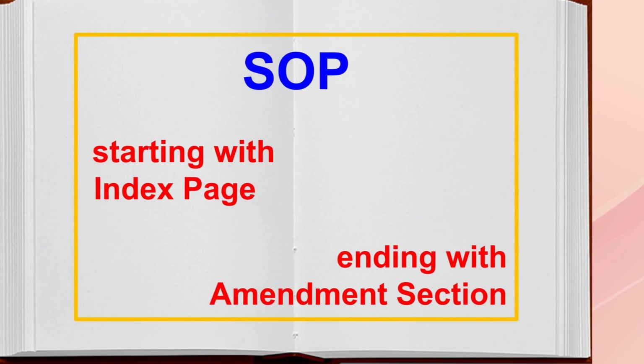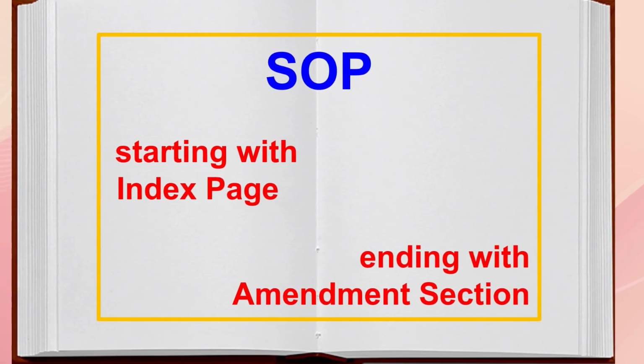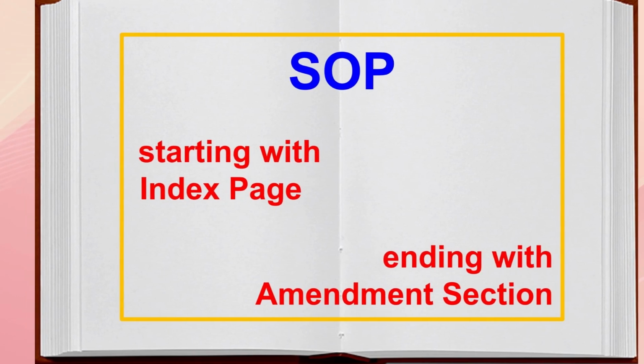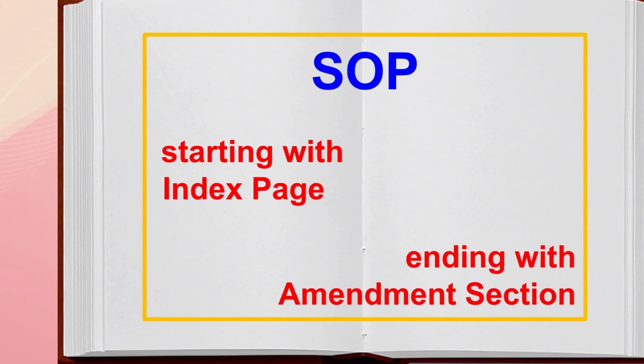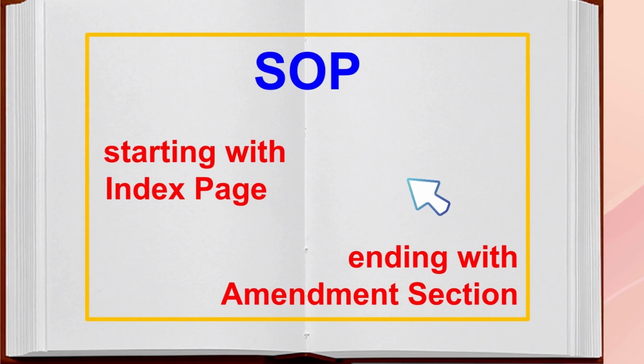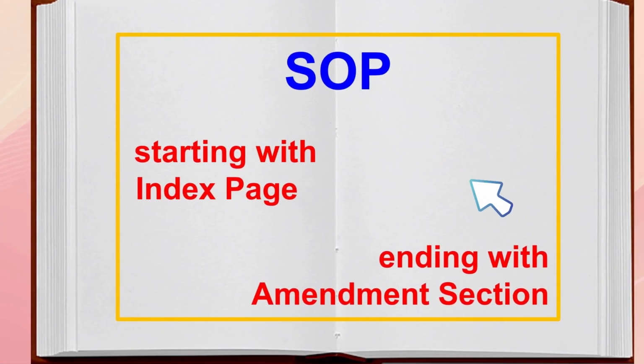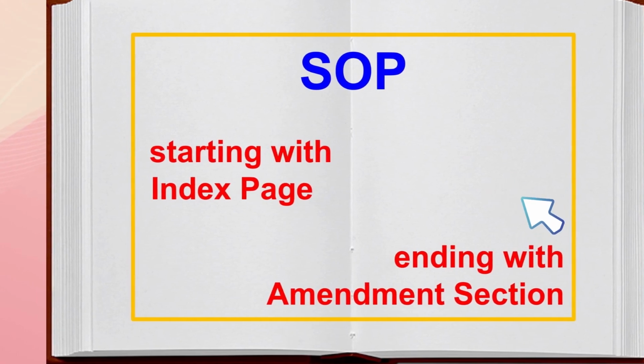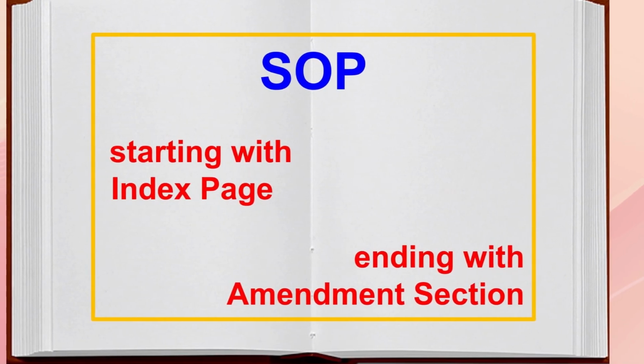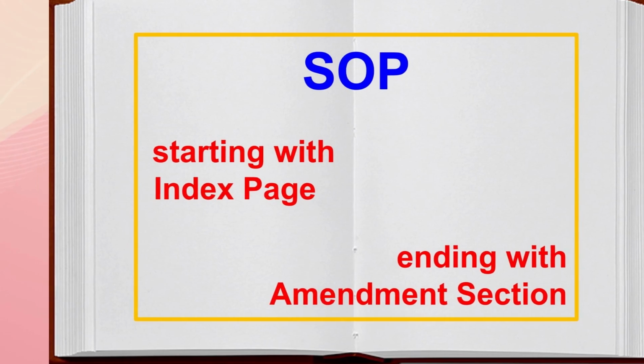Remember that the SOP should look like an informative book, containing the process details in a chronological order, starting with the index page and ending with the amendments section. But I have seen that some of you prefer to put the amendments section at the beginning of the document, so that the amendments made to the document can be brought to everyone's notice at a glance.